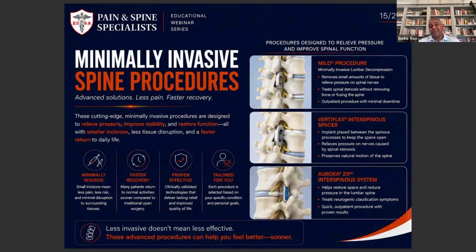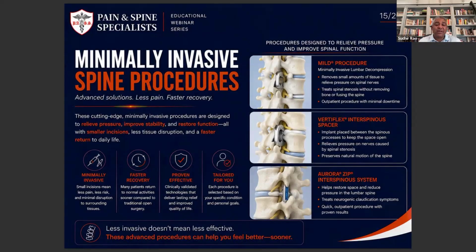Now, interspinous spacers are another option for spinal stenosis. If the MILD procedure doesn't give you enough relief, or maybe it's just too severe of stenosis, we want to consider putting in a spacer between the spinous processes, which indirectly opens up that space and makes the spinal canal a little bigger, giving those nerves a little more room. What's listed here is called the Aurora Zip system. That's one of many systems that are out there now that can help with this specific type of problem.